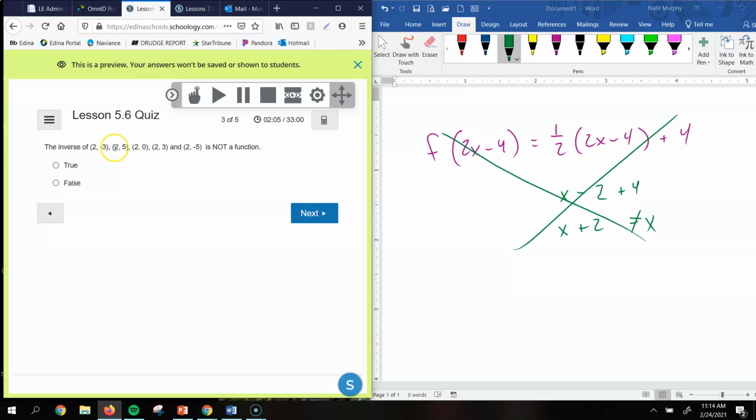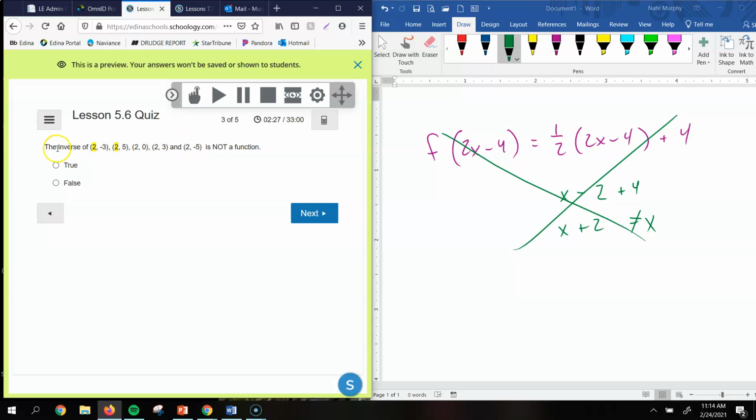Now it says the inverse of this function is not a function. To start out with, this is not a function, because where we have our x's, notice that we have repeats there. We have 2, we have a 2 here, and so on. All of those are 2's, so that means that this is not a function.